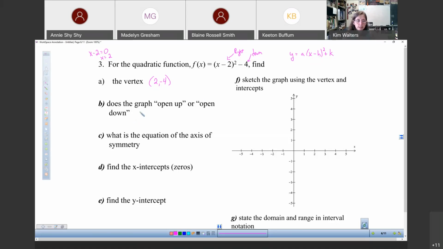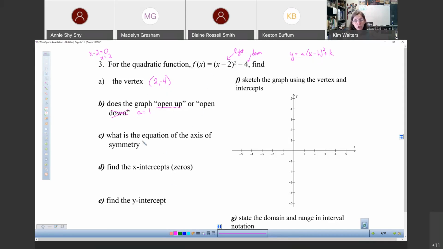It does. It opens up, okay? And it opens up because A has a value of 1. It's understood right here, okay? It's positive, and therefore it opens up. So it's not going to open down, okay? So my graph is going to open up, has this vertex.